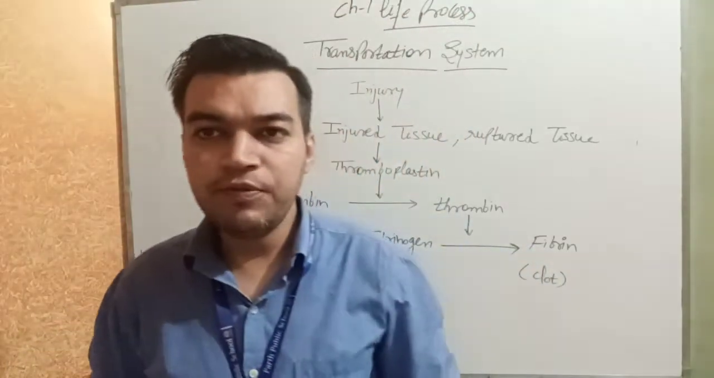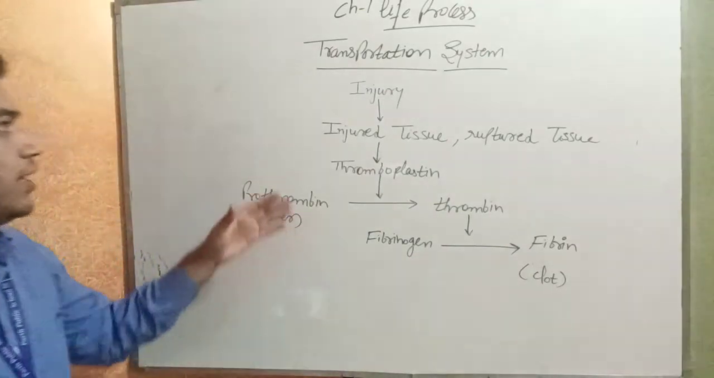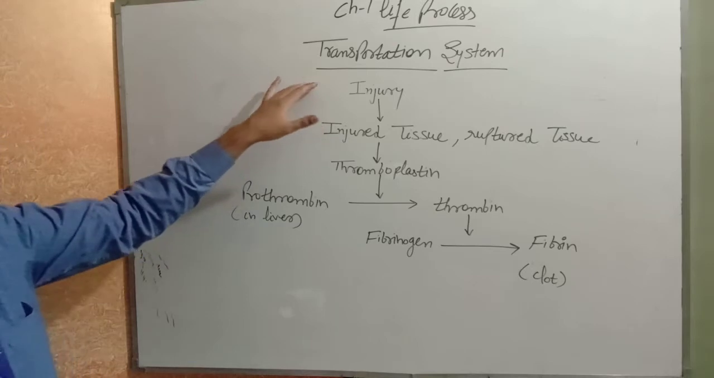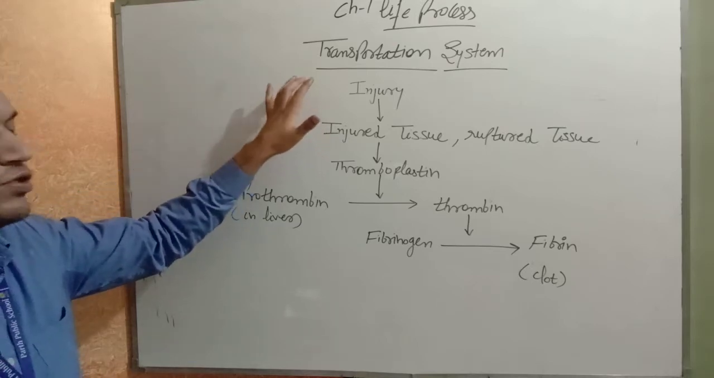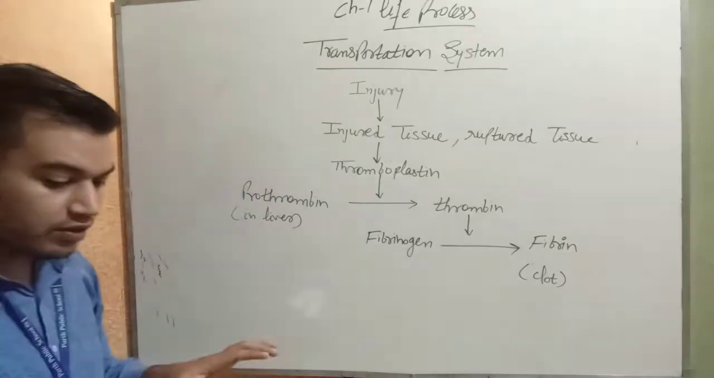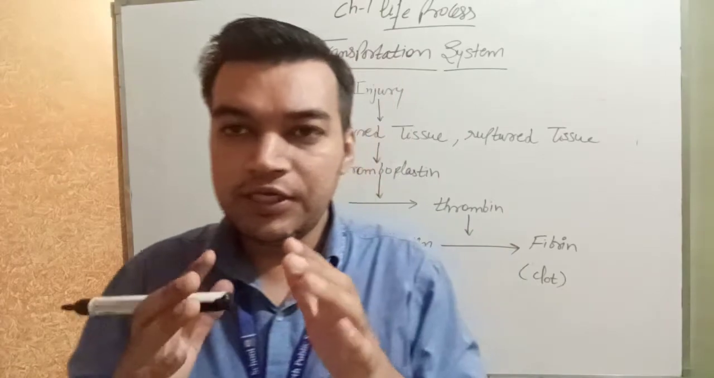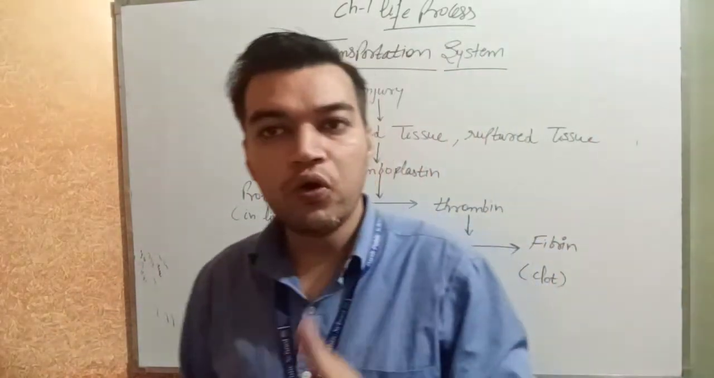My dear students, before we start the heart, we have a topic named blood clotting. First of all we're going to discuss this topic, blood clotting, and after that we're going to start the heart. My dear students, what happens when a tissue is injured? What happens when a tissue or organ is injured?